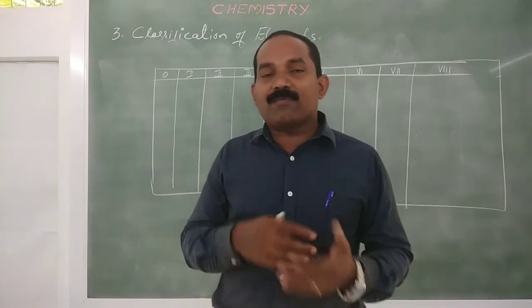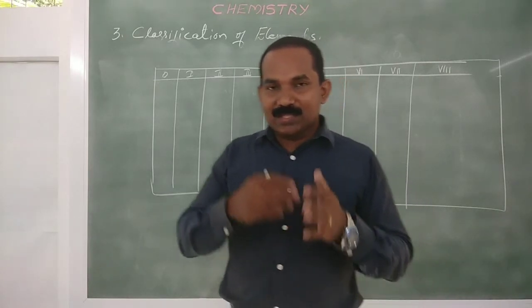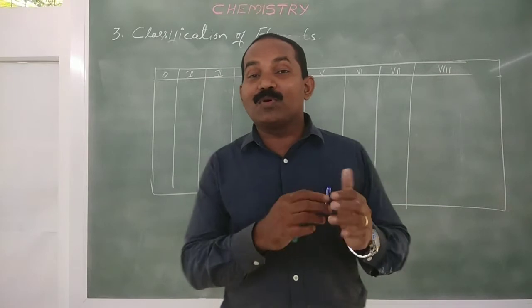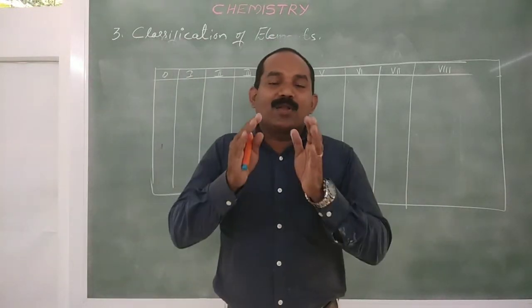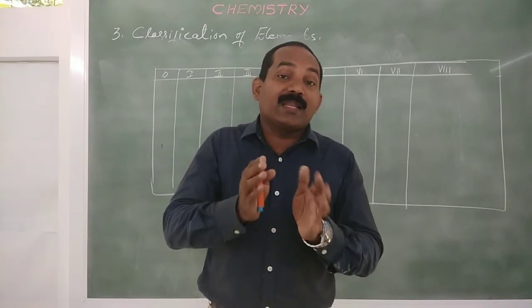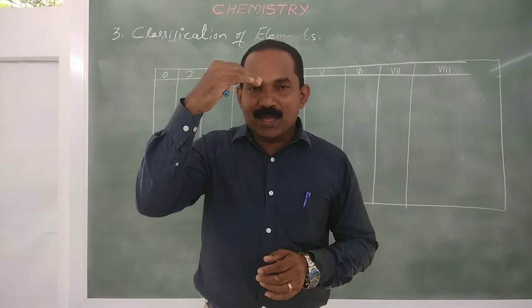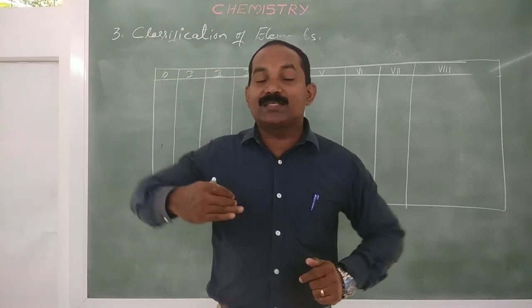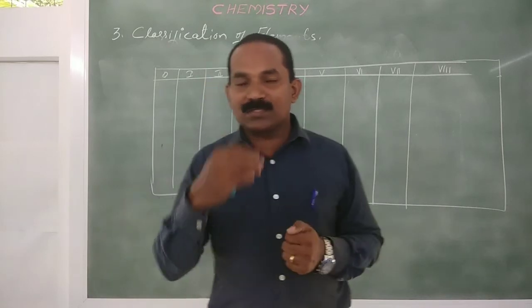Later came the discovery of noble gases. Noble gases do not form any compounds. That's why he added one more group, the zero group. In the zero group, the noble gases, or inert gases, are there: helium, neon, argon, krypton, xenon.